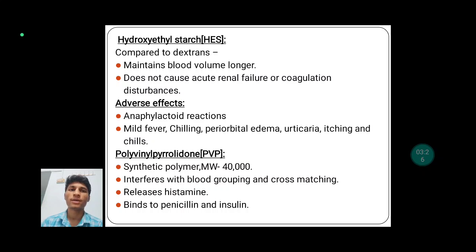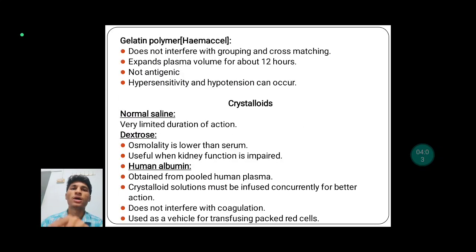The next slide is hydroxyethyl starch. Compared to dextran, it maintains blood volume longer and does not cause acute renal failure or coagulation disturbance. Adverse effects of hydroxyethyl starch are anaphylactoid reaction, mild chill, mild fever, periorbital edema, urticaria, and itching. Last is polyvinyl pyrrolidone, a synthetic polymer with molecular weight 40,000. It interferes with blood grouping and cross matching, releases histamine, and binds to penicillin and insulin. The next slide is gelatin polymer.